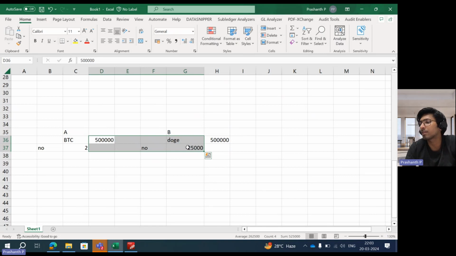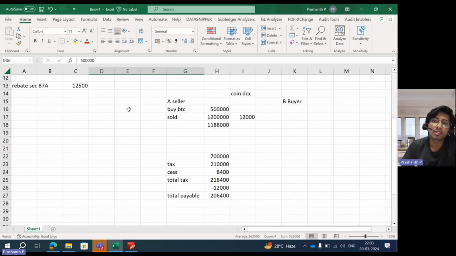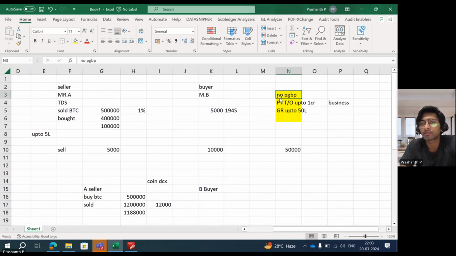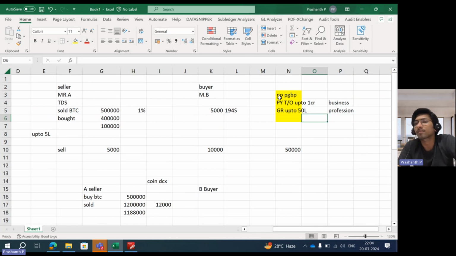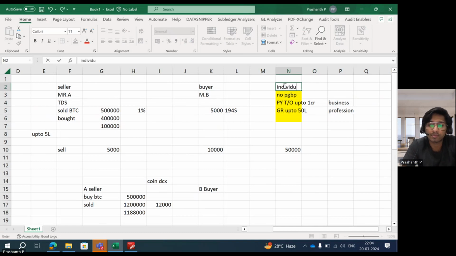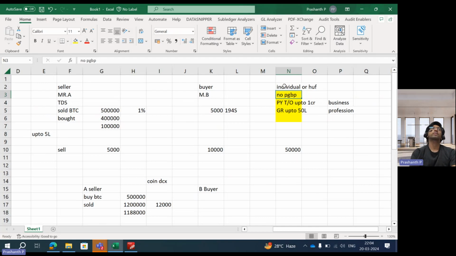Let's go into a little bit more detail in the TDS concept. Suppose TDS is deducted by a person who is not having PGBP income, that is, not having business turnover up to 1 crore rupees, and not having gross receipts of 50 lakh rupees for profession, right? This is for an individual or HUF. So, if an individual or HUF has no PGBP income, let's say for example, the limit is 50,000 rupees, right?